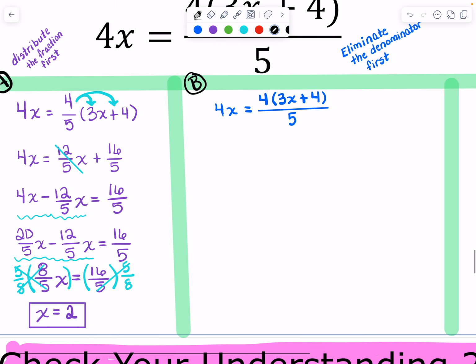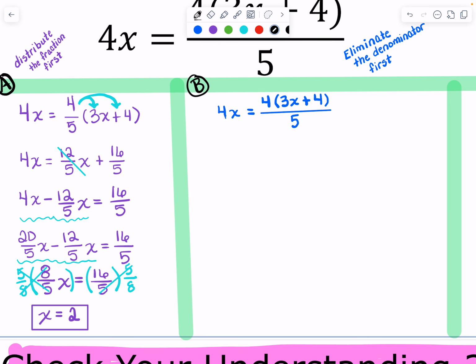So for option B, we're going to eliminate the denominator first. So how do I get rid of dividing by 5? Instead of dividing by 5 on the right side of the equal sign, we're going to multiply by 5 on the left side. Okay, so doing the opposite or the inverse operation. So 5 times 4x gives me 20x. Now on the right side, I've got to distribute: 4 times 3x gives me 12x, and 4 times positive 4 gives me positive 16.